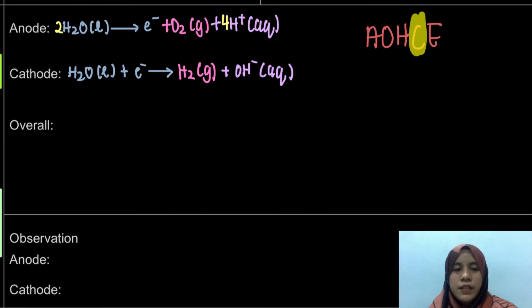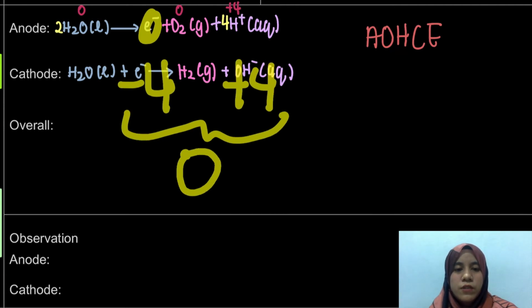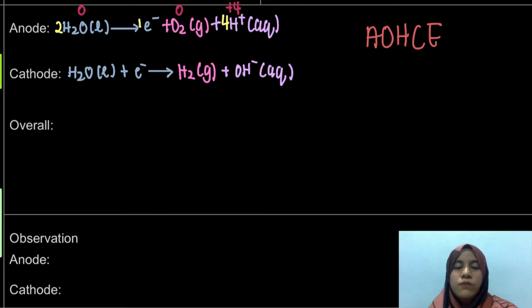Okay, next is calculate the charge. I'm just going to write it down using the red pen. So here is 0, 0, positive 4. So here positive 4, reactant is 0. So we want the overall charge to be 0. We have to add 4 electrons. So when you count it again, you will get 0 on both sides.